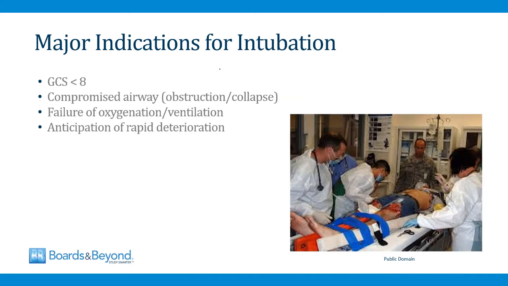Shown on this slide are some of the major indications for establishing an airway through intubation. The first one is a very low score on the Glasgow Coma Scale. We'll talk more about the GCS later in this video, but if it's less than 8, that's very low, and that's generally an indication for intubation.